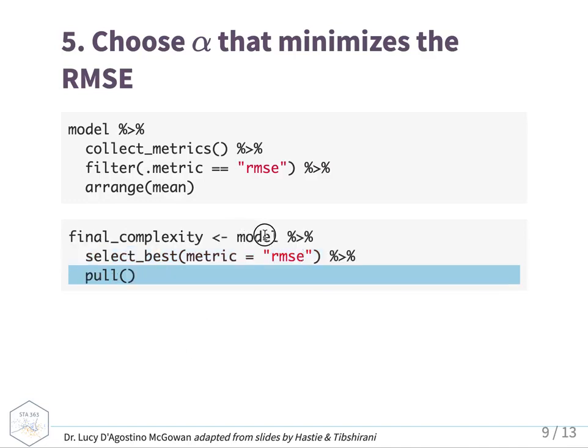And so I can take that, I can run my select_best, and I can pipe that into a pull, which is going to pull out that value so that it's just the single value in R. And I'm going to save that as final_complexity. And the reason I'm doing that is so I can easily plug that into a final model. So that way, if I changed up the different alpha values that I was trying, I wouldn't have hard-coded an alpha value into my final model. I can just plug this one in.